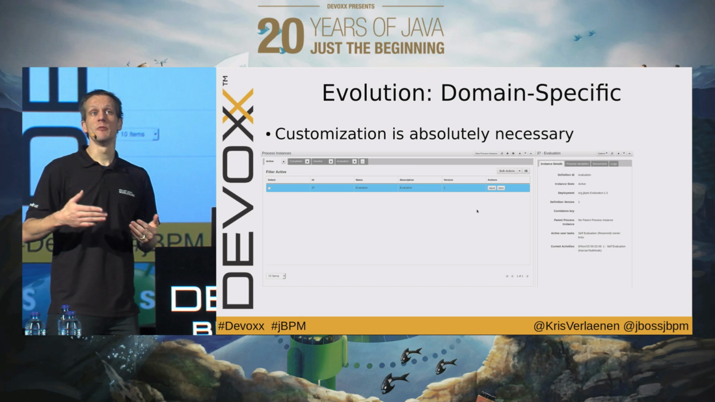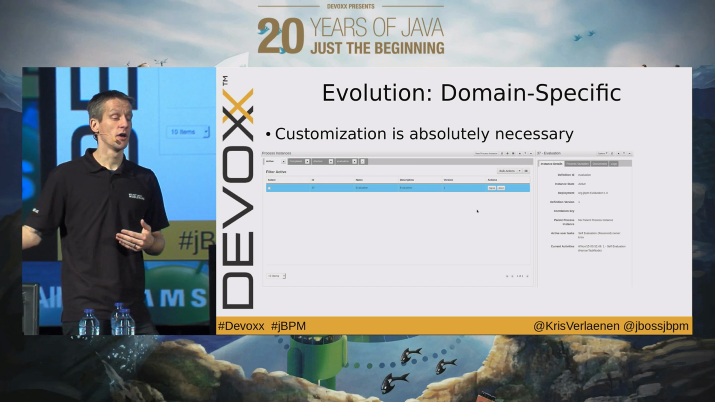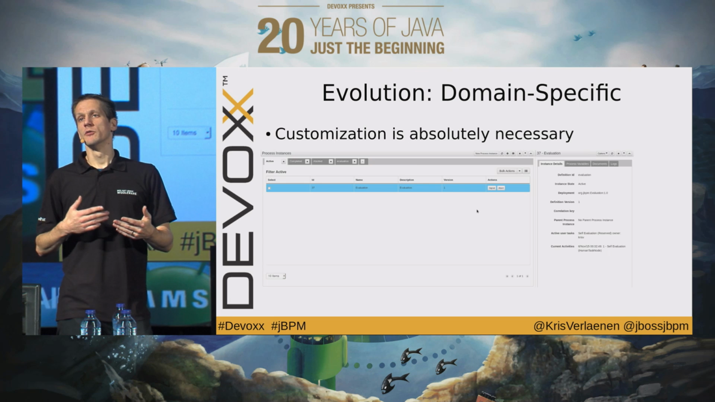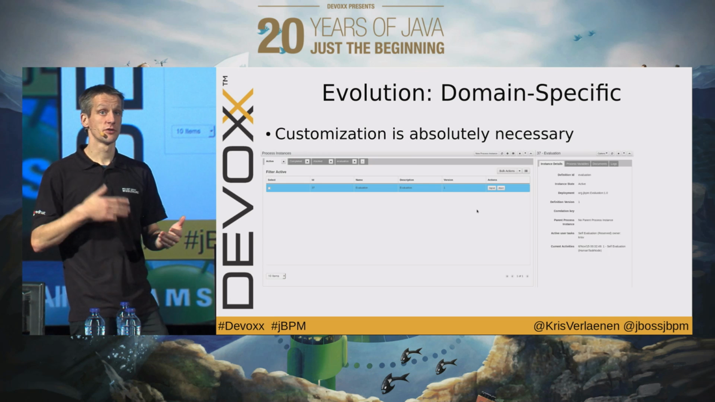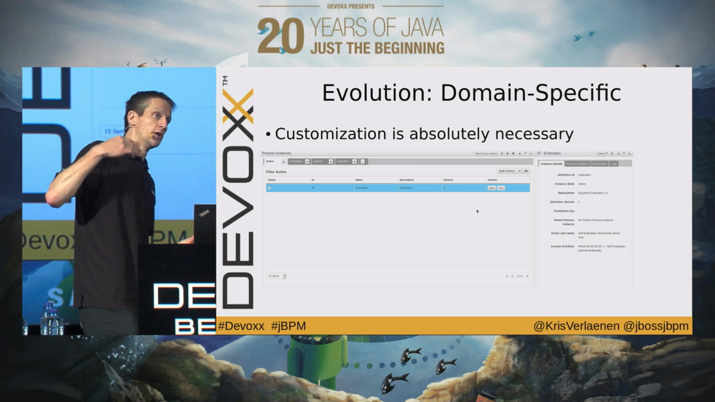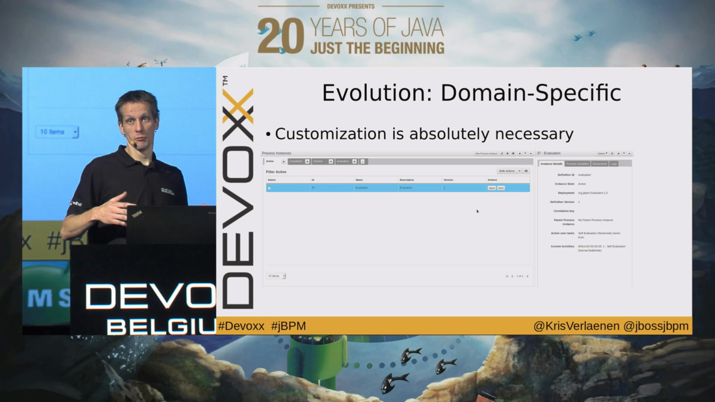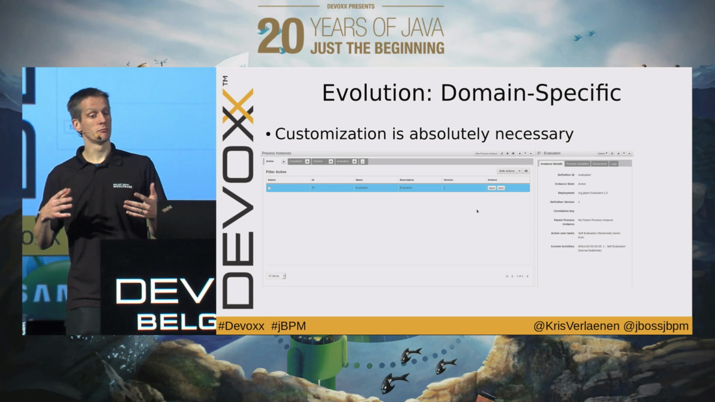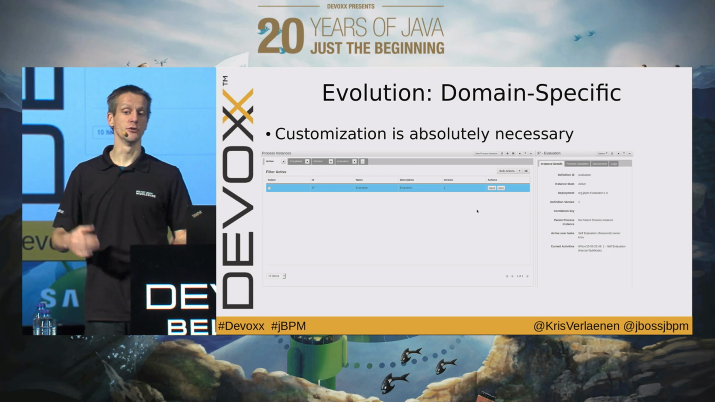Because I mentioned people might be participating in the process. You might have to look at the task list. You might have to perform certain tasks. There are forms involved, etc. So we want end users to also participate in this process, and we want to have tools that they can use for this.